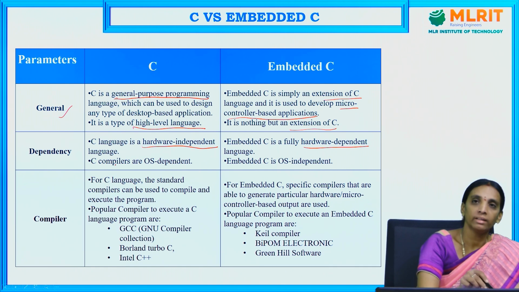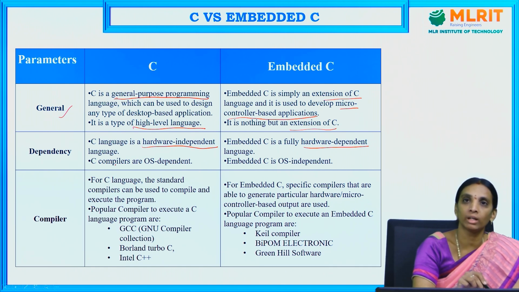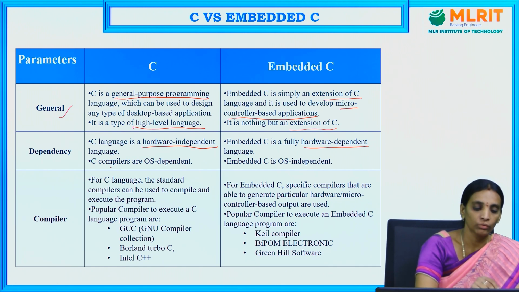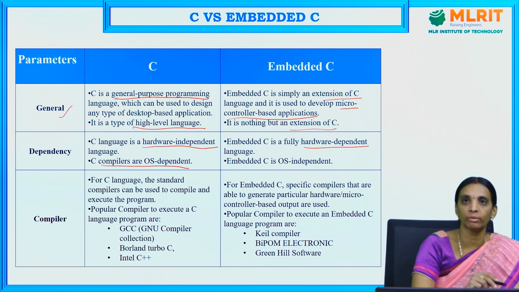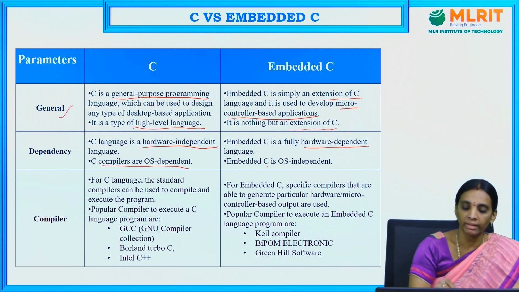So the C language can be used to develop OS and compilers, so the compilers are OS dependent. Here the embedded C compilers are OS independent. As we have discussed previously, it is suitable for multiple platforms, so it is operated in an OS independent way.